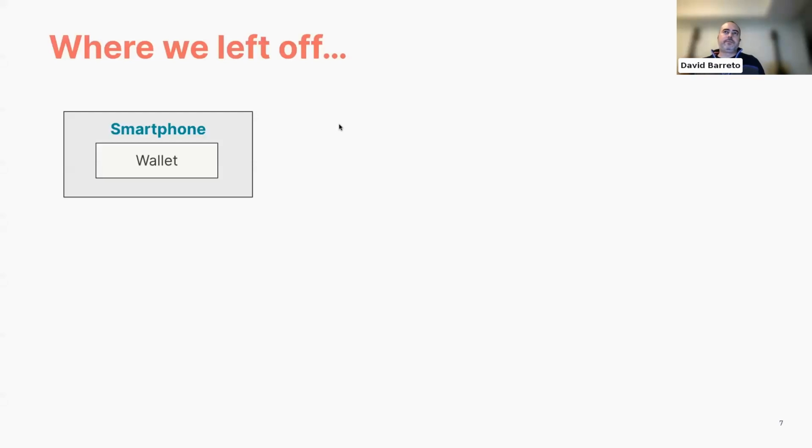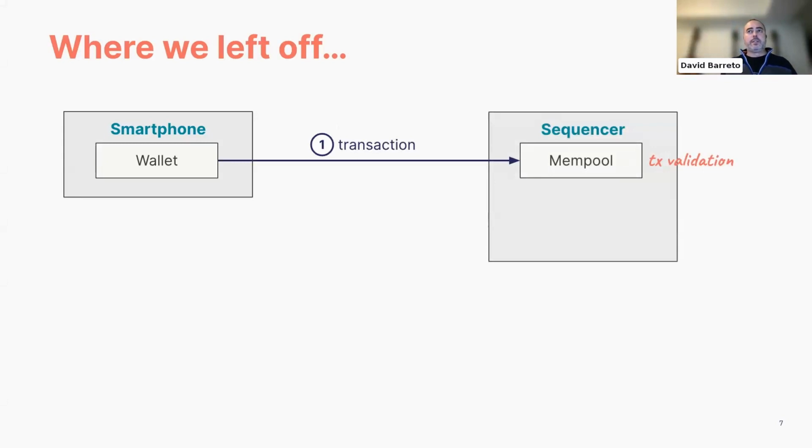Okay, first topic today, transactions. And we saw a little bit of this last time as well in session 1. Just to summarize where we left off last time, we talked about the architecture and the flow of the transaction. It all starts with your smartphone or your laptop that has a smart wallet. The smart wallet is the one that signs transactions and sends them to the sequencer, and in this case, it arrives at the mempool in the sequencer.